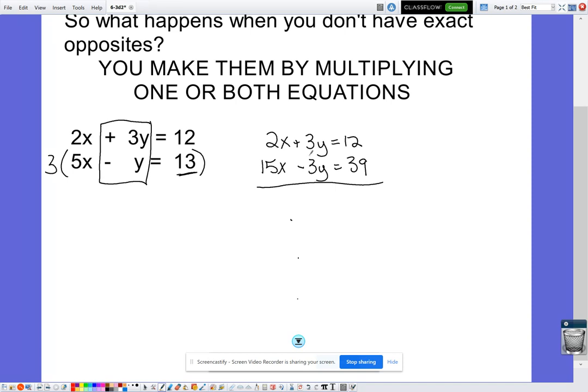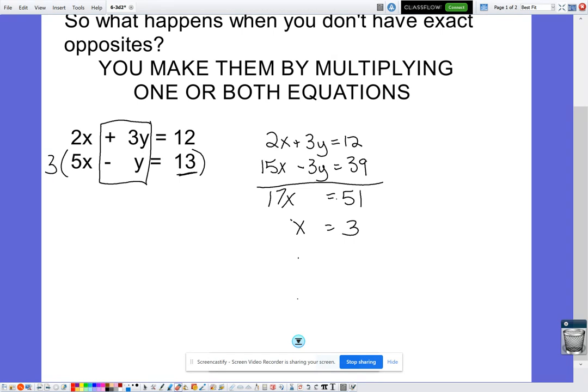So now we can see that we have exact opposites on the y's, and we can go through and do our addition down. And then we can solve for x, and we can get x equal to 3. Now, yesterday I also talked in the notes about pure elimination. Pure elimination would say once you have one of the variables, you go back to the original equations here and you get exact opposites on the other variable.